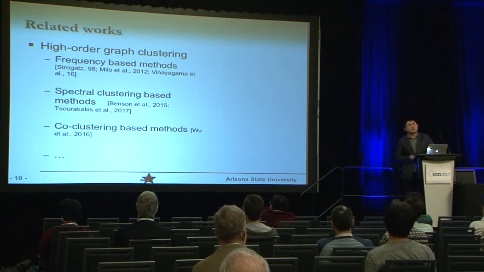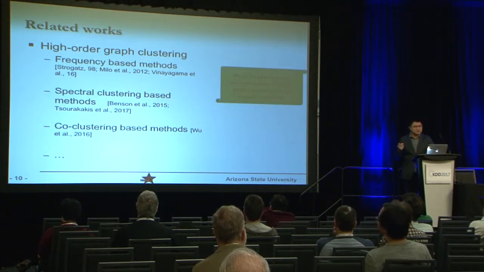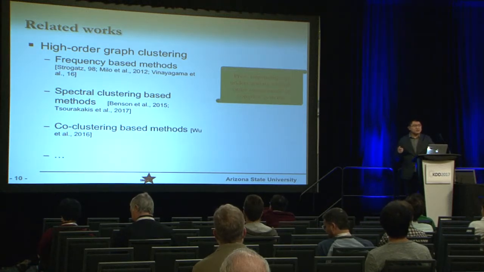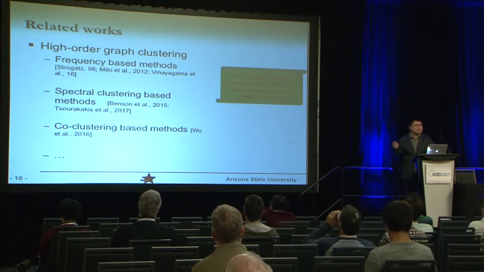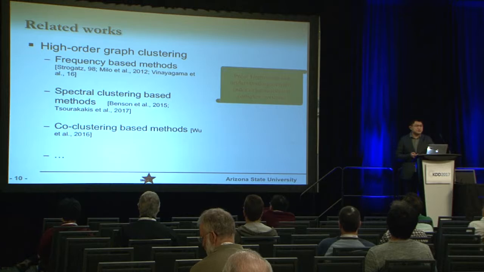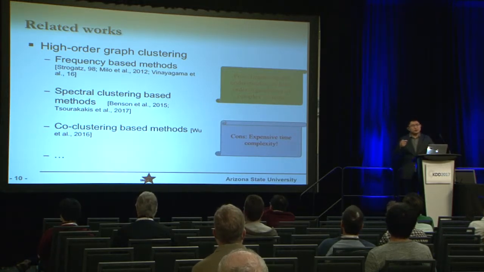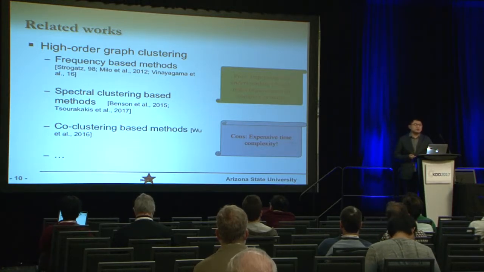Higher-order graph clustering has been studied for a while. It is very important because it improves our understanding of the higher-order organizations of real networks, such as frequency-based methods, spectral clustering-based methods, and co-clustering-based methods. Well, the bad news is that when we consider higher-order structures, the time complexity is always expensive.